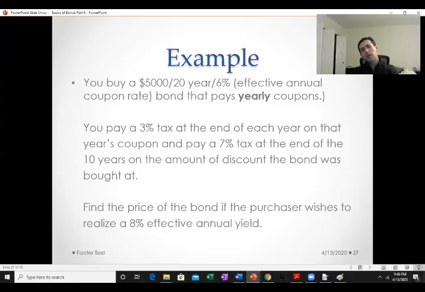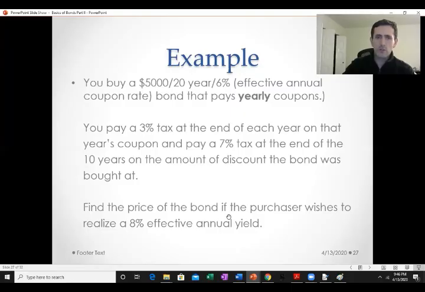So we're saying that you're willing to pay the present value of all the cash in and cash out at 8% effective annual interest rate. That is exactly what it means to have an 8% annual yield. Again, you're willing to pay the present value of all your cash in and cash out at a rate of 8%. That's exactly what it means to have an 8% yield.